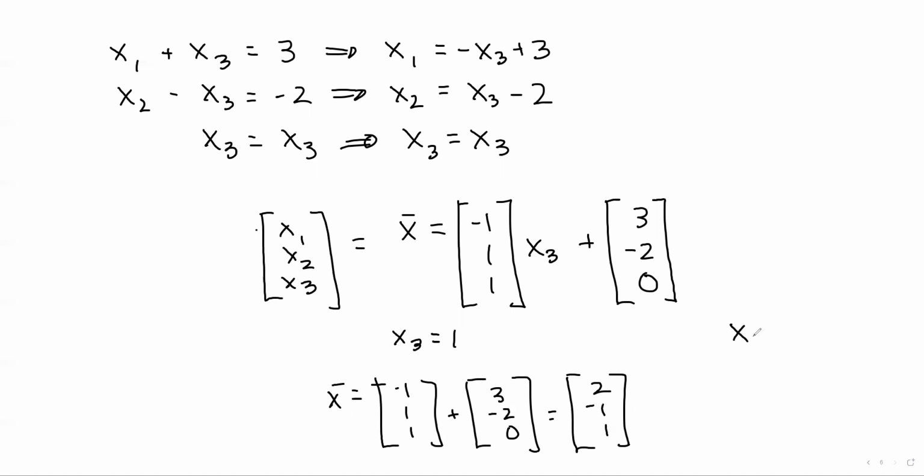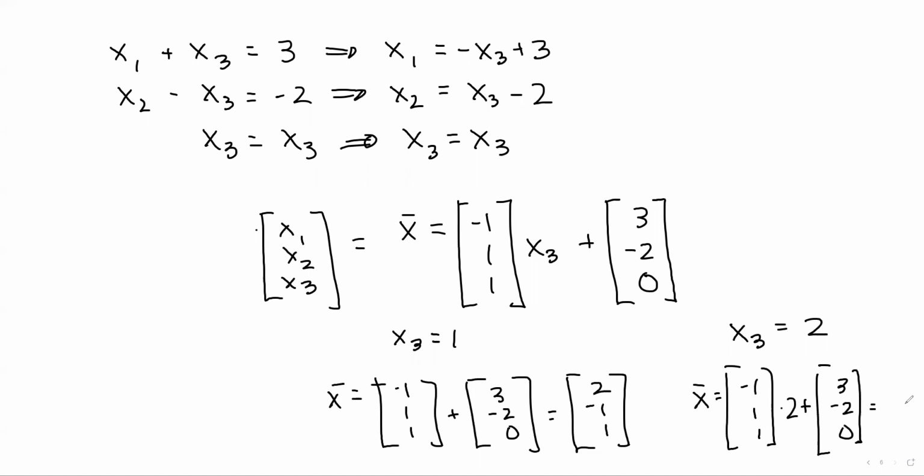And you could go through and say, well, what about if x3 is 2? Again, there are infinite solutions here, so you can generate as many as you'd like. So we're going to have (-1, 1, 1) times 2 plus (3, -2, 0). Let's see if we can squeeze this in over here in this corner. All right, 2 times -1 is -2, -2 plus 3 is 1. 2 times 1 is 2, plus -2 is going to be 0. And then 2 times 1 plus 0 is going to be 2. And so this is also going to be a solution, right?